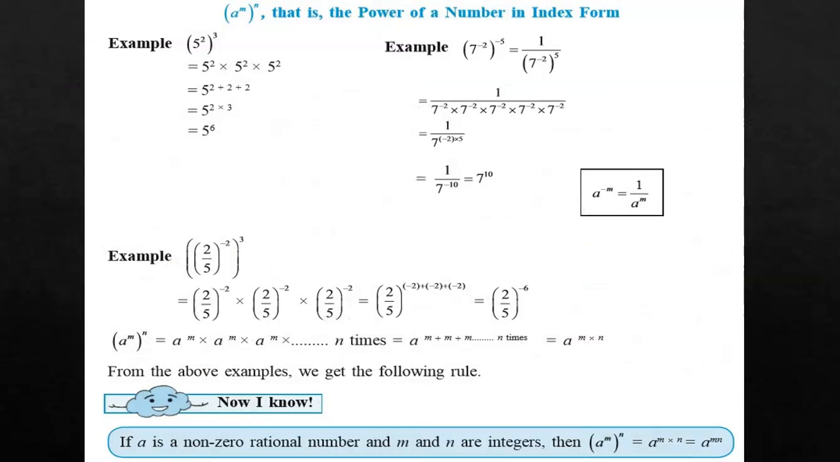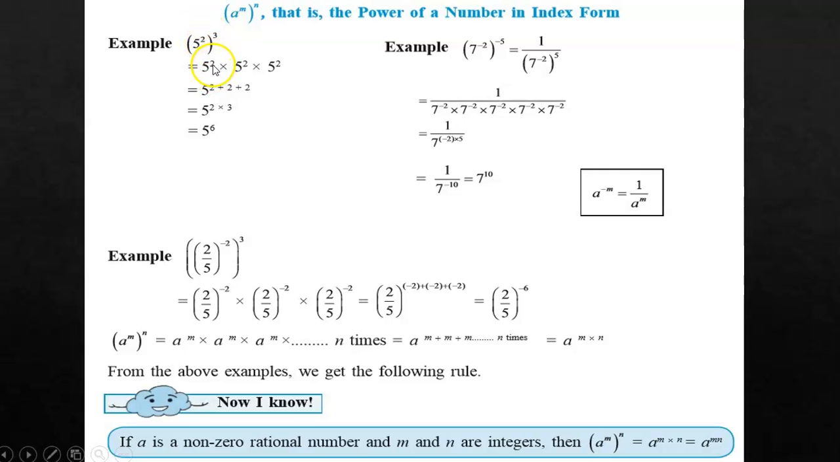Let's see the next. The next, my dear students, a raised to m and this is raised to n. That is the power of a number in index form. So I have 5 raised to 2, the whole raised to 3. A is 5, m is 2 and n is 3 over here. Now what is the meaning of this? This 5 raised to 2, my dear students, is multiplied how many times? 3 times. So I have 5 raised to 2 multiplied by 5 raised to 2 multiplied by 5 raised to 2. This is the simplification of this.